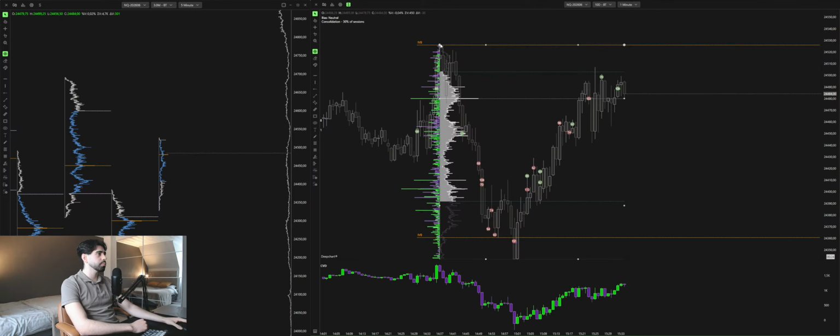Bro, when you start playing with your settings for the volume profile, then you know that the market is dead. Bro, if you have time to do this, then yikes.